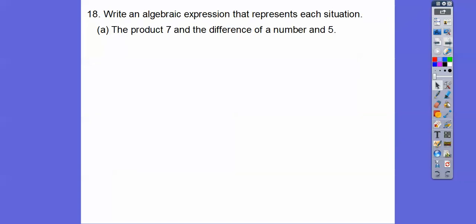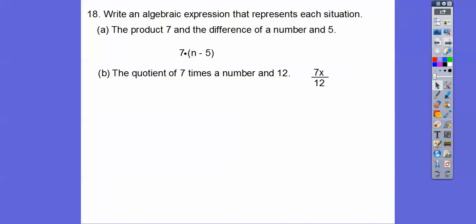So write an algebraic expression that represents each situation. Okay. So the product means multiply. The product of 7 and, so 7 times the difference. So the difference of a number is going to be like x or n or something and 5. So x minus 5 times 7, something like that. There's that. And there's that. Quotient means division or fraction. Quotient of 7 times a number, so 7x and 12, so 7x over 12.